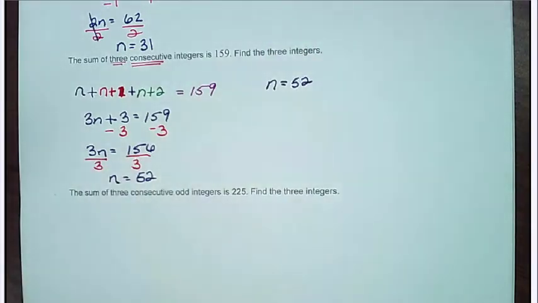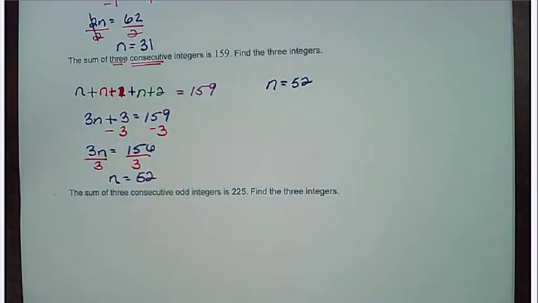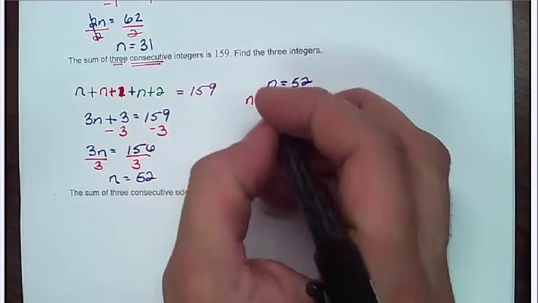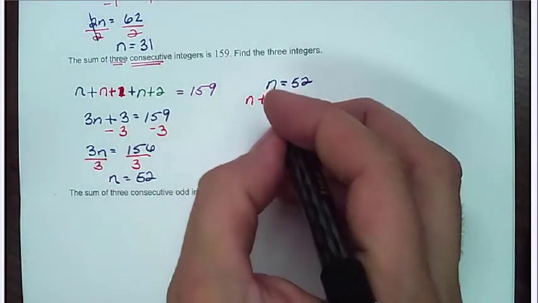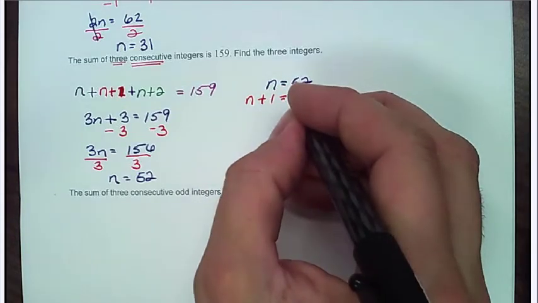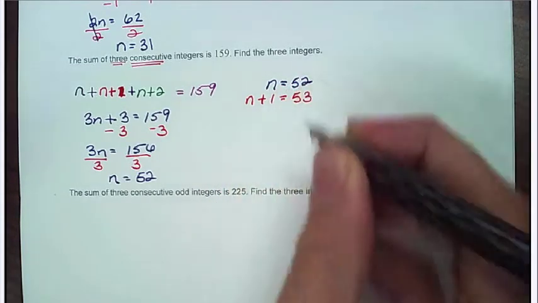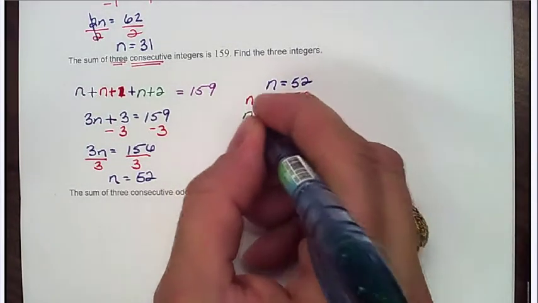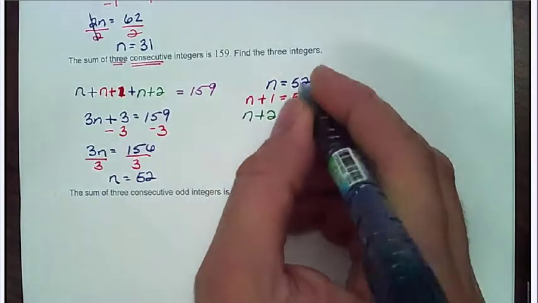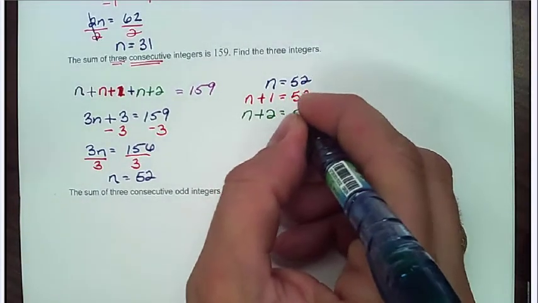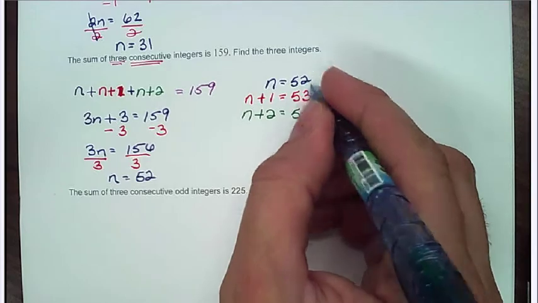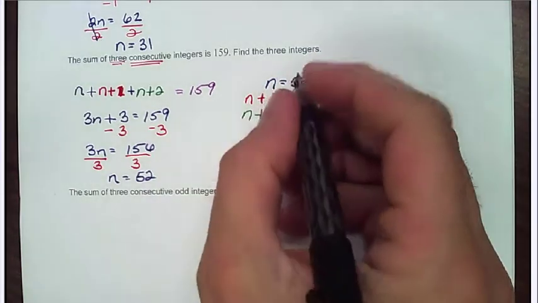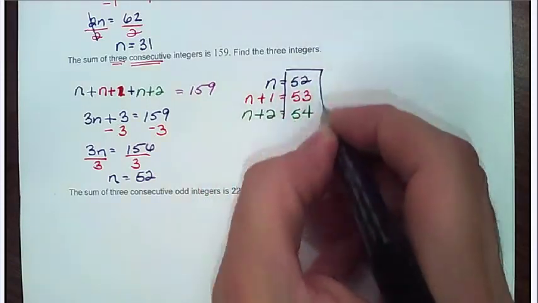But I don't want just one of the numbers, I want 3 of the numbers. So now I need to go in and find out what my n plus 1 is. Well, n plus 1 is going to be 52 plus 1, which is going to give me 53. And then I'm going to have n plus 2. So n plus 2, that's going to be 52 plus 2, which gives me 54. And again, 52, 53, 54, that's consecutive integers. Again, you can plug these back in to check your answer if you want to.